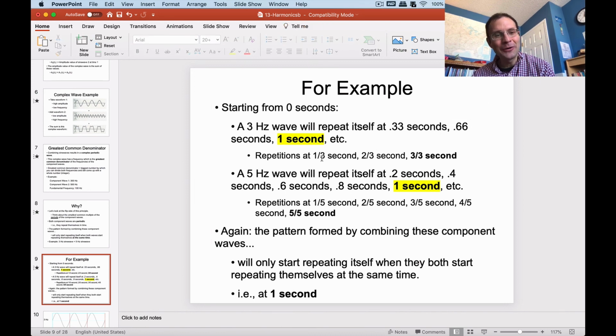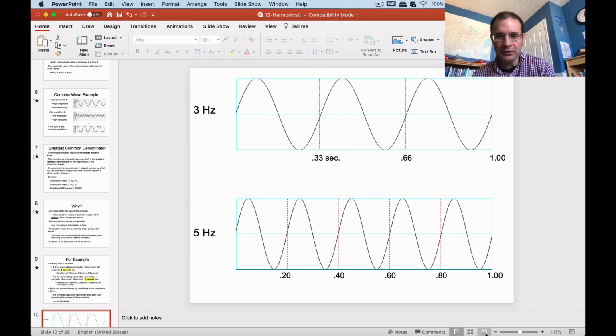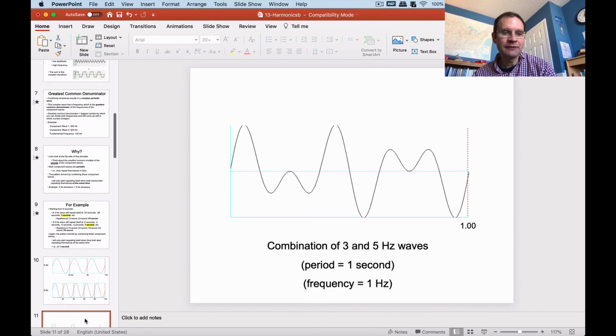Right, so what we see in the pattern, if we look at these sine waves individually, this is the 3 hertz wave just repeating itself 3 times in 1 second. It's the 5 hertz wave, and again it just starts at 0 again whenever its period elapses, so at 1/5, 2/5, 3/5, so on and so forth. And these red lines, where the period begins again, only line up at 1 second, right? So that's what we're going to see for the complex wave.